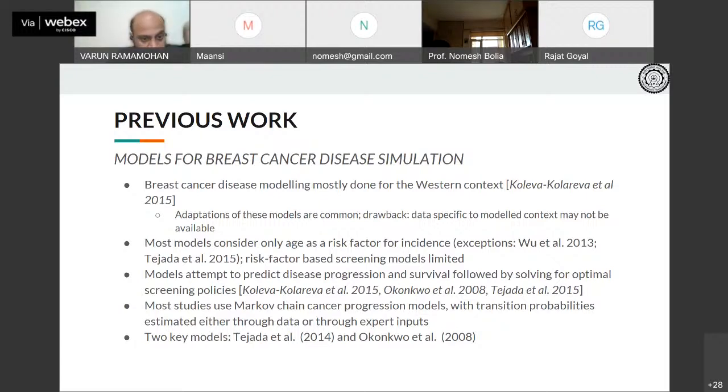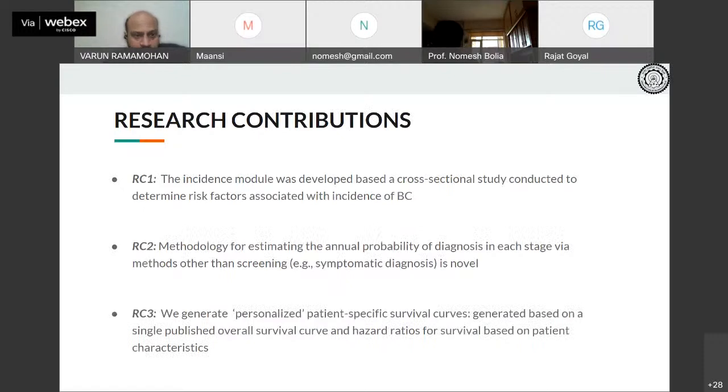I've done this before myself for lung cancer. In other studies, there have been existing models developed for breast cancer which again do not make this Markovian assumption regarding disease progression. Okay, and we also don't do that. So the three key research contributions that we have are as follows.